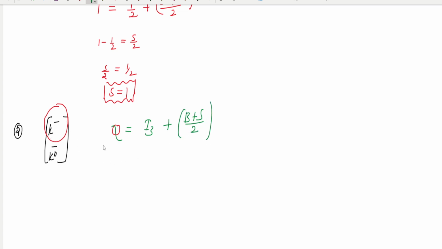So for K minus, I know this hypercharge, just now I checked, right? Minus 1 equals minus 1 divided by 2 plus this is not a baryon, which means 0, plus S divided by 2. Therefore S divided by 2 equals minus 1 plus 1 divided by 2. So therefore S equal to minus 1.